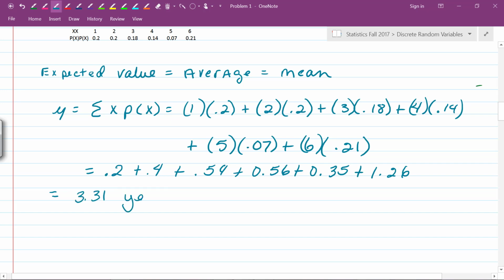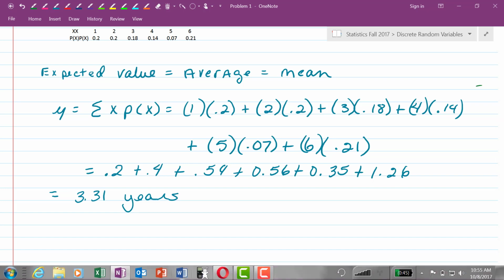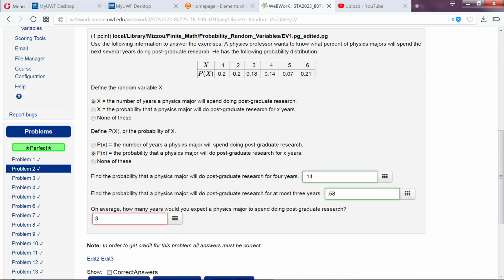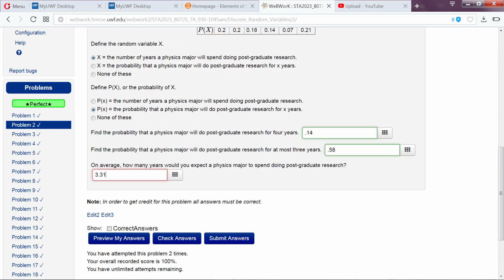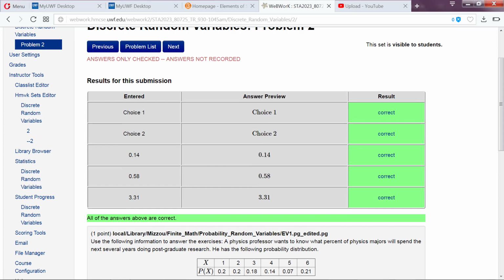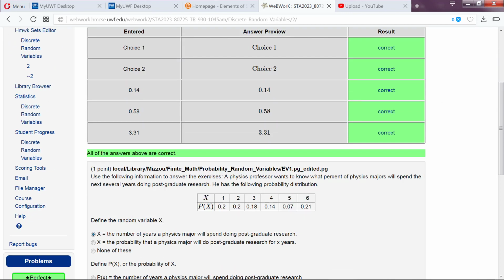3.31 years. So as a physics major, if you're going to go into postgraduate research, you can expect the number of years of doing postgraduate research to be 3.31 years. So let's go back and enter that in, 3.31, and we'll check our answer. And there we have it. So that is how we solve that particular problem.